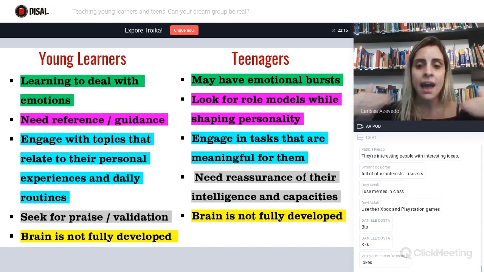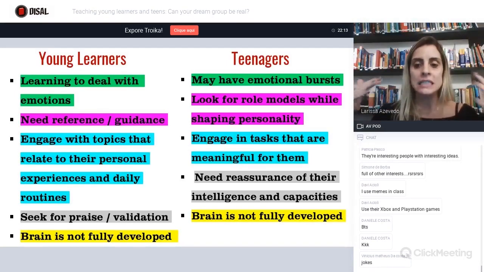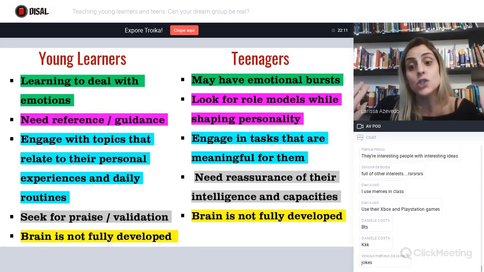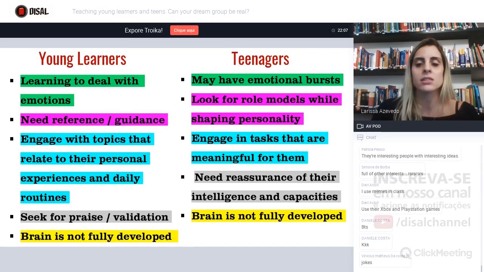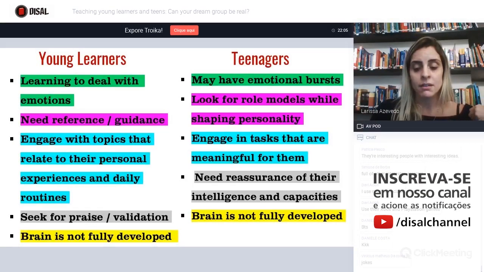So we have to consider that they don't have many of the abilities we expect them to have, at least not fully developed. They need our help because they are in the process of developing these skills.